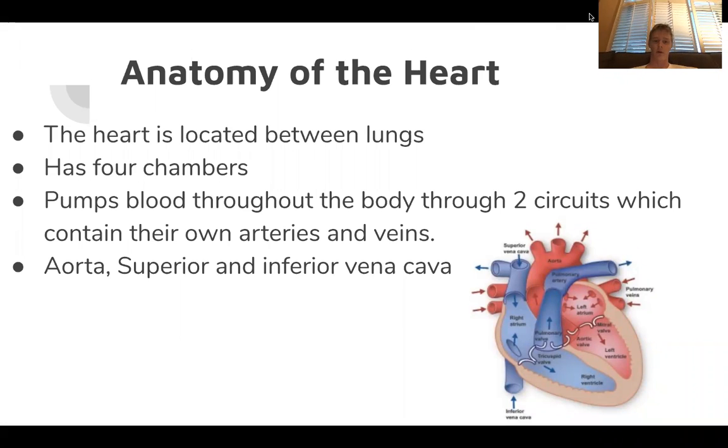The anatomy of the heart. The heart is located between your two lungs. It has four chambers. It has two atria, the left and right atrium, on the top portion, and on the bottom portion it has two ventricles, the left and right ventricle. And then it has two circuits which pump the blood, the pulmonary circuit and the systemic circuit, and each circuit has their own veins and arteries.